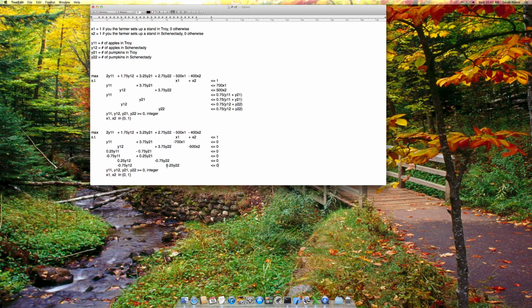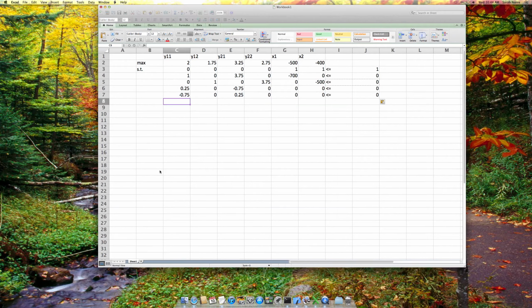So again, I have similarly the 0.25, minus 0.75, but for my Schenectady variables. Just make sure you maintain the signs correctly when you put this in. This is minus 0.75. These were 0.